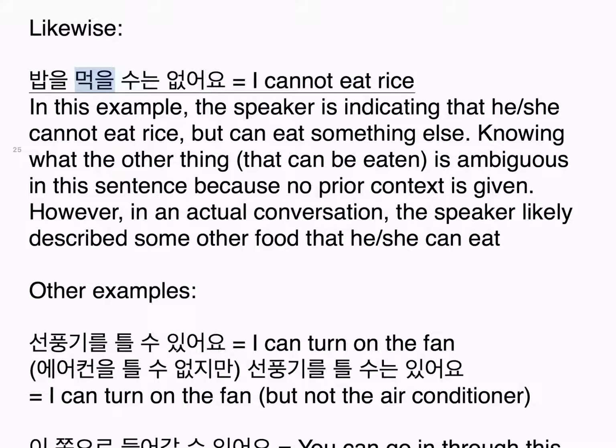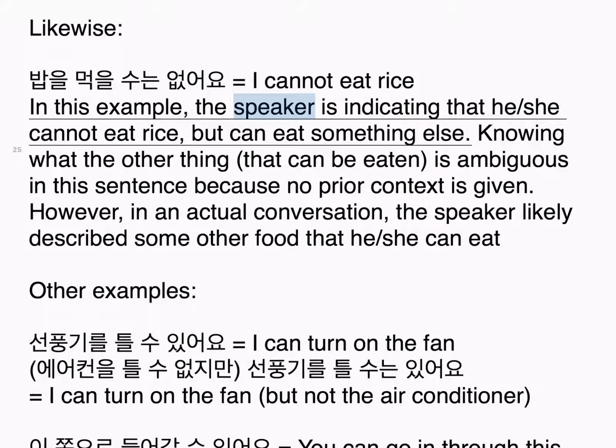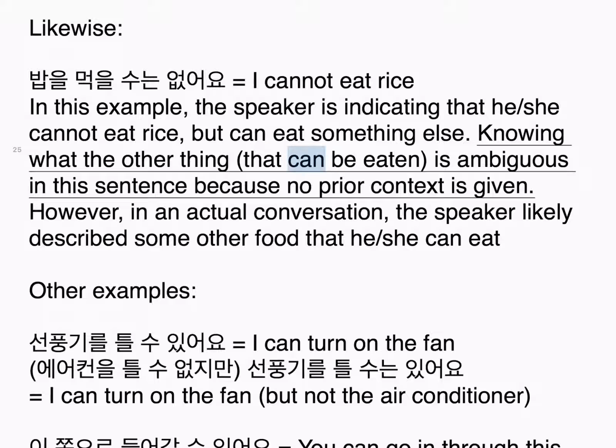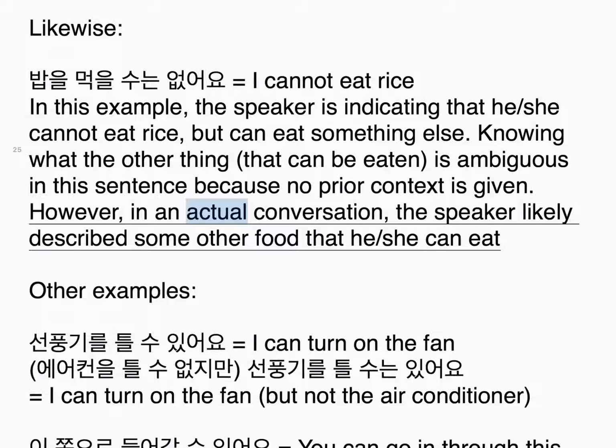Likewise, 밥을 먹을 수는 없어요. I cannot eat rice. In this example, the speaker is indicating that she cannot eat rice, but can eat something else. Knowing what the other thing, that can be eaten, is ambiguous in this sentence because no prior context is given. However, in an actual conversation, the speaker likely described some other food that she can eat.